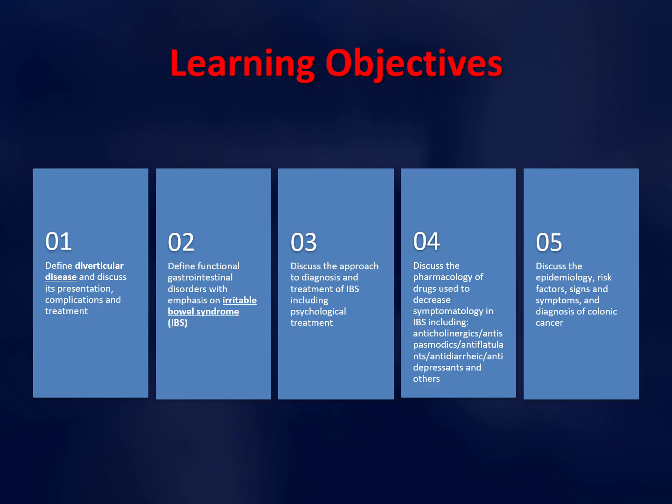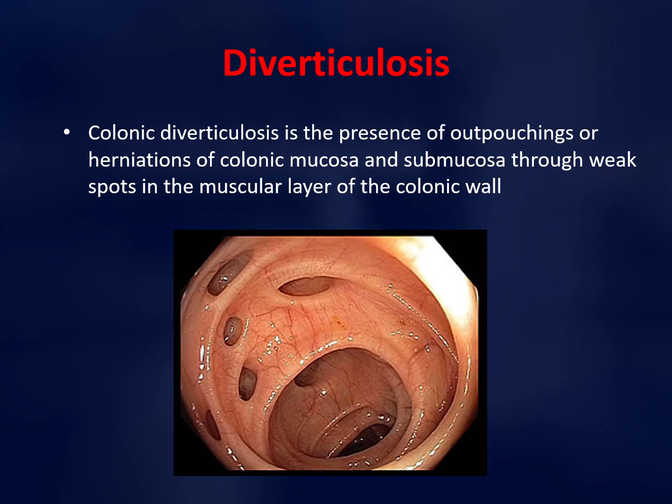And finally, to discuss the epidemiology, risk factors, signs and symptoms of colonic cancer, means of diagnosis of colonic cancer, and management of colonic polyps. So, we'll start with diverticular disease or diverticulosis.